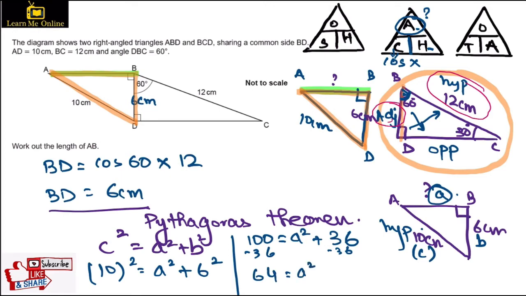Now because we are finding out the value of A, and here we have got A square, to get rid of the square from A, you do the square root. So you get A equals 8 centimeter. And here we get the length of AB, which is going to be 8 centimeter.